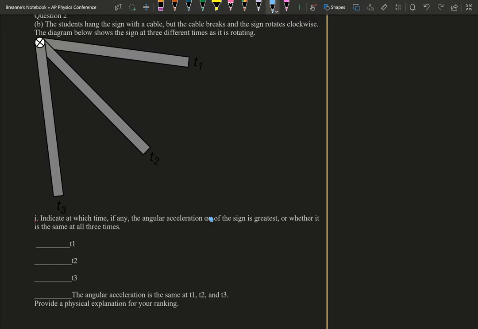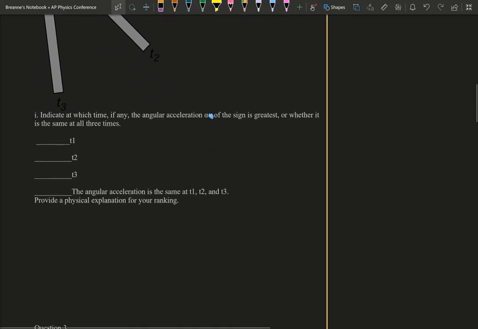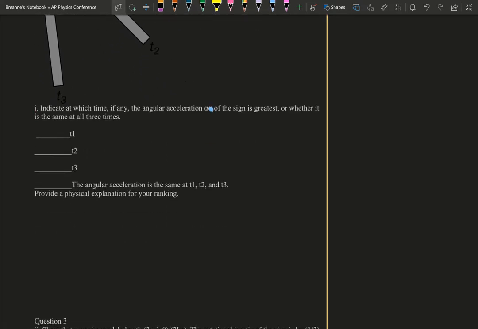So, a couple of things, and it says, explain your answer, of course. So, you would need to get full points. You need to talk about how alpha depends. Your alpha depends on your net torque, what's happening here.